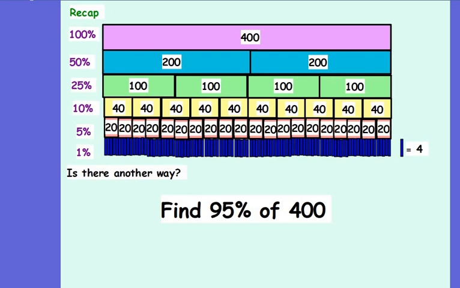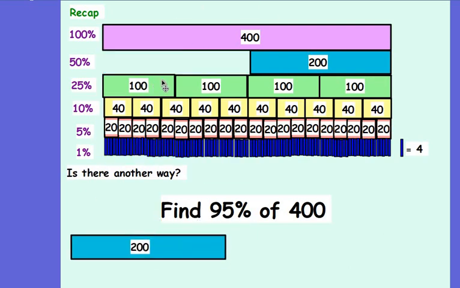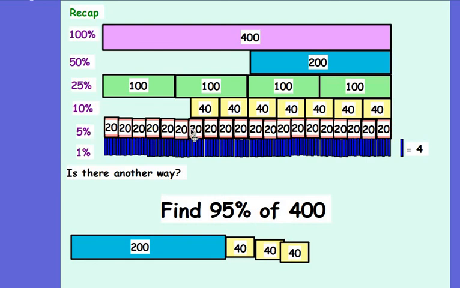Is there another way of working this out? If I was asked to find 95% of 400, I could take my 50%, add on 4 lots of my 10%, and a 5%, and that would give me 240, 80, 320, 360, 380.